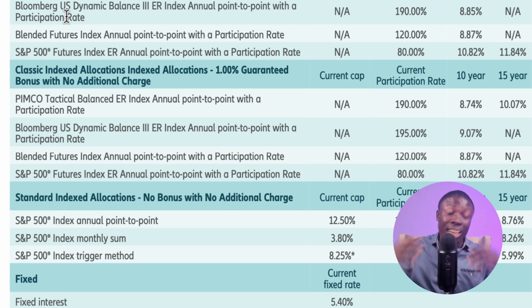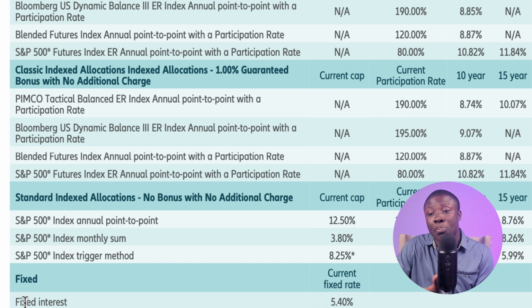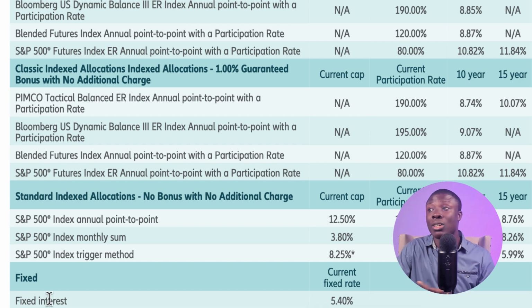Now, if you want to guarantee some growth every year, then obviously you can allocate some percent to the fixed interest, which is going to give you some money, like I mentioned, 5.4 currently. And again, let me mention all these numbers can change, but these are what we have currently.